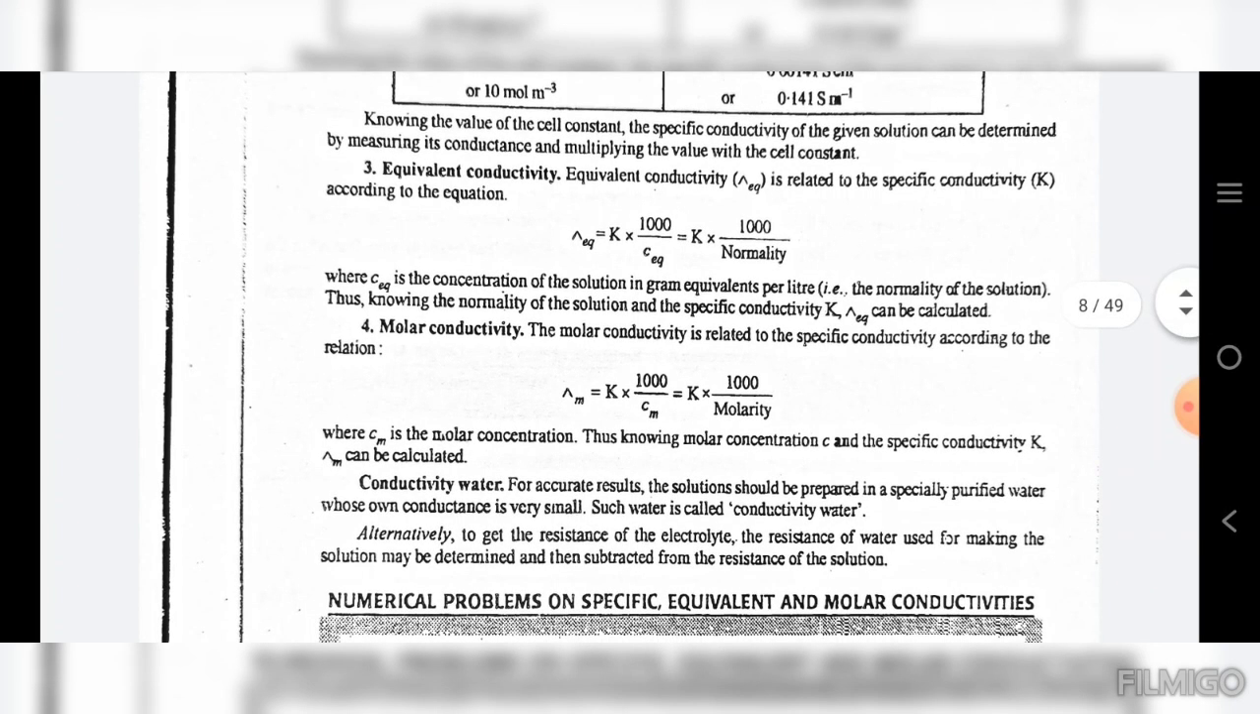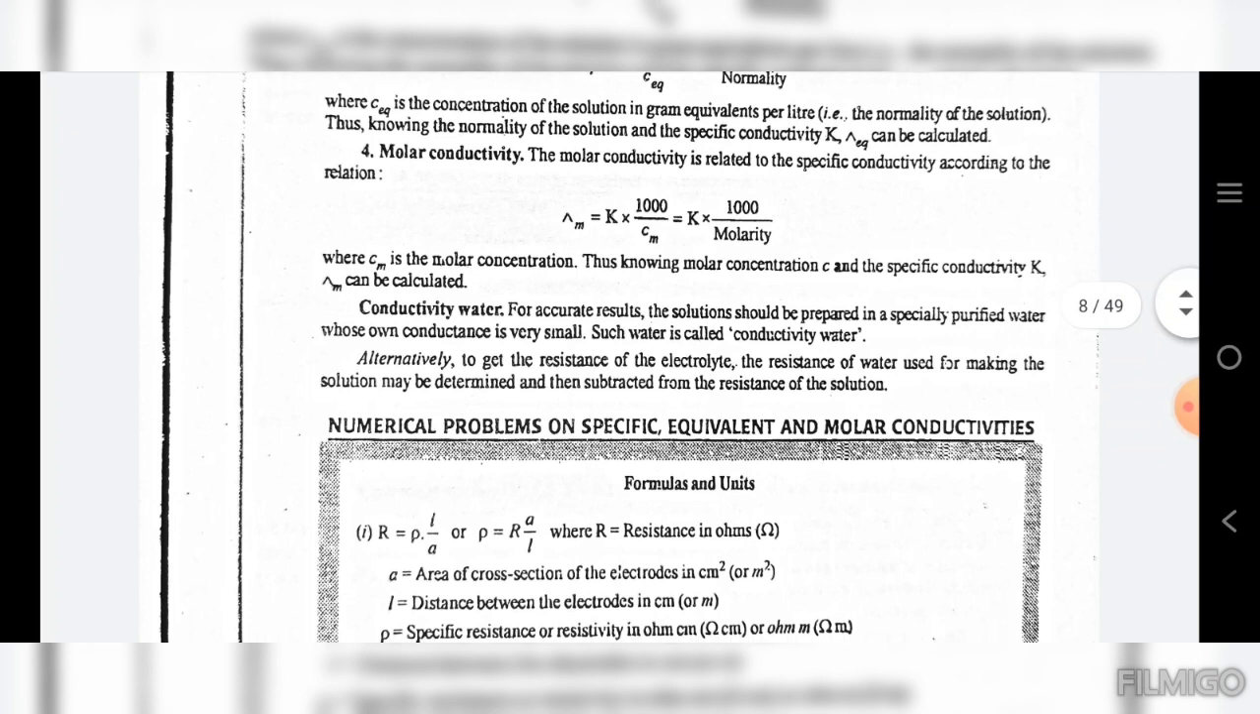Equivalent conductivity is related to the specific conductivity according to the equation. You can see this, where C is the concentration of the solution in gram equivalents per liter, the normality of the solution. Thus, knowing the normality of the solution, the equivalent conductivity can be calculated. Fourth, molar conductivity. The molar conductivity is related to the specific conductivity according to the relation, where Cm is the molar concentration. Thus, knowing molar concentration C and the specific conductivity K, the molar conductivity can be calculated.